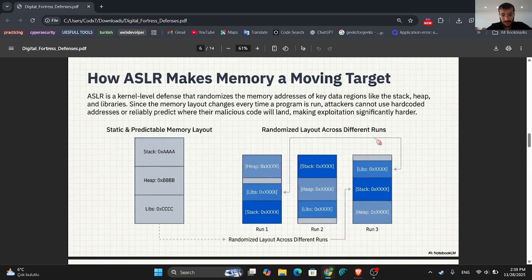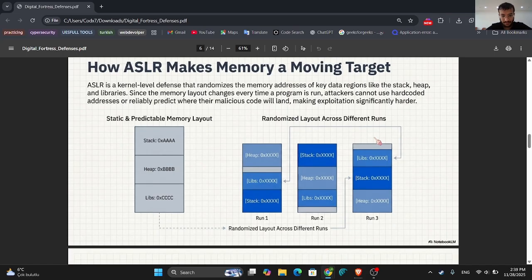ASLR is a kernel defense that randomizes the memory addresses of key data regions: the stack, the heap, and shared libraries. Here is why this is brilliant. In old systems, these memory addresses were static and predictable. An attacker could study a system and learn the stack is always at a memory address, for example 0xAAAA, the heap at 0xBBBB, and the libraries and so on.